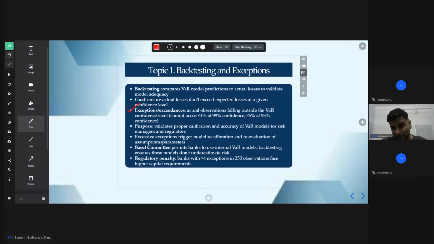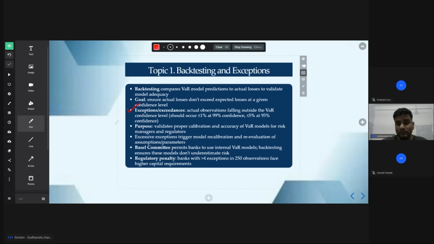If you get too many exceptions, that means the model has underestimated your risk, and the model is not performing well. And if there are too few exceptions, it is also possible that the model is too conservative and overestimating your risk. So don't think that having too few exceptions is very good. No, too few exceptions is also bad, because you might be overestimating risk and being very conservative.